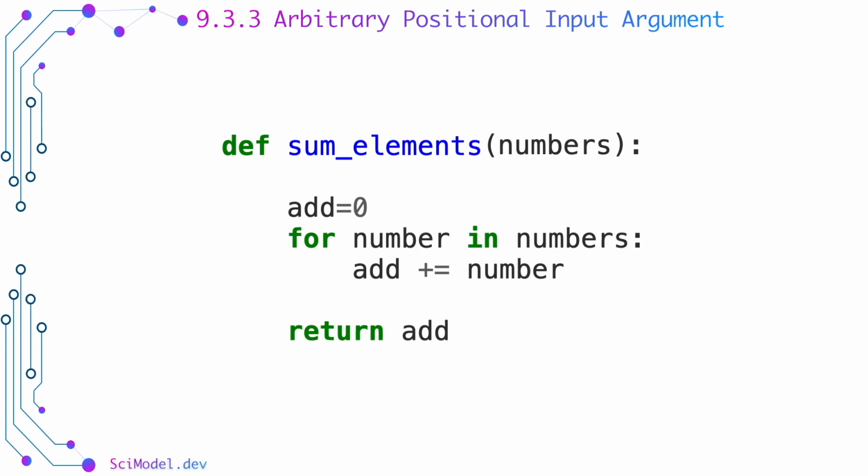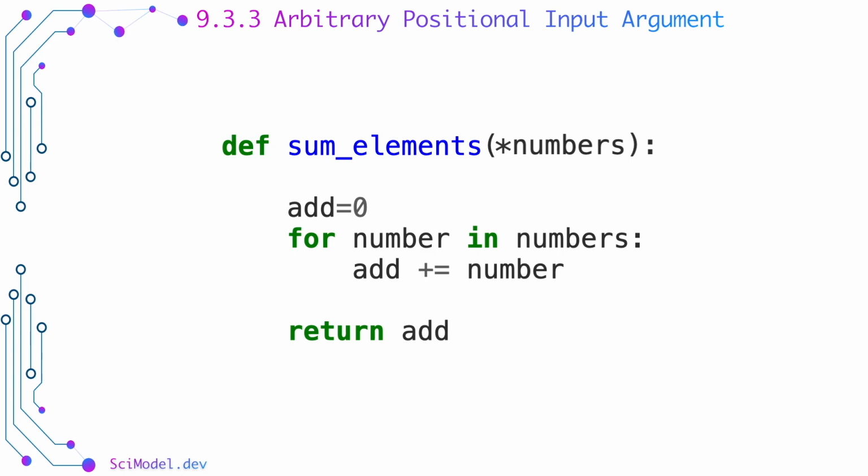But what if you do not know the number of elements and values of a list up front? This is where you use arbitrary arguments, which will allow you to pass any number of positional input arguments. Arbitrary positional input argument is defined with an asterisk before the input argument name. With this technique, you do not need to predefine a list in this case.